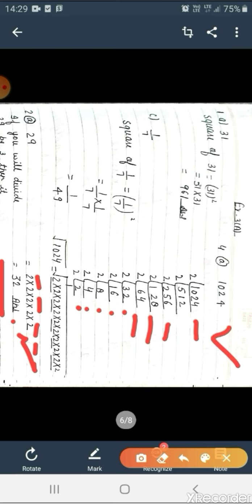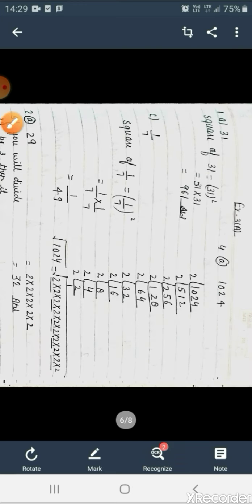So by this method you can find the square root of any number, and this is the prime factorization method. This is very easy. So all remaining parts you can do yourself with the help of this example and this question. Now question number 5.